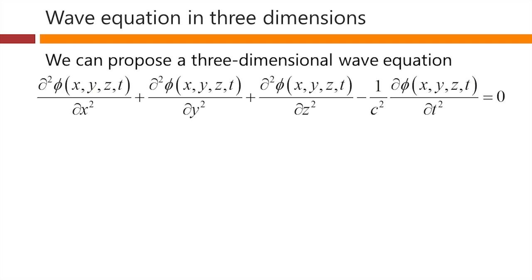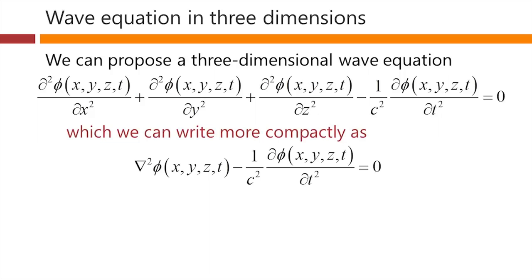So for example, if we propose a three-dimensional wave equation where we have a second spatial derivative for each of the three Cartesian directions, and still the same time derivatives over here, we can write this more compactly using the Laplacian notation as simply del squared phi minus 1 over c squared d2 phi by dt squared, all partial derivatives, of course.